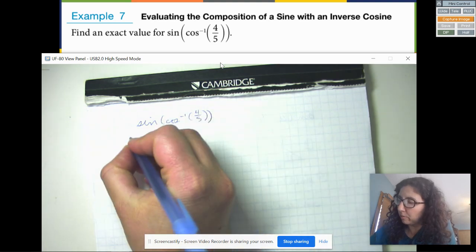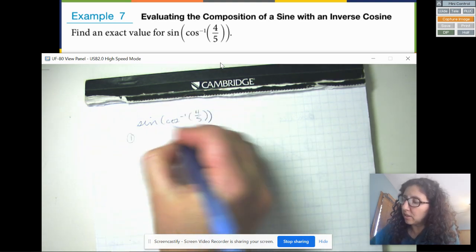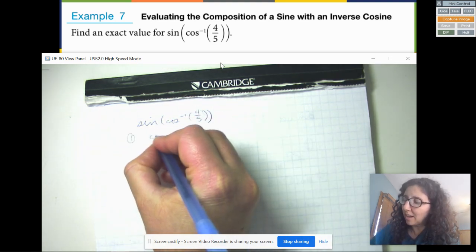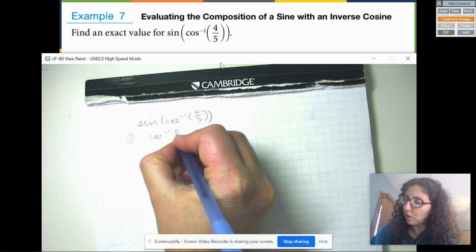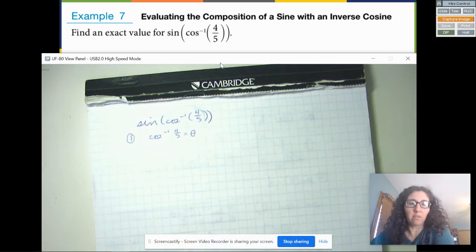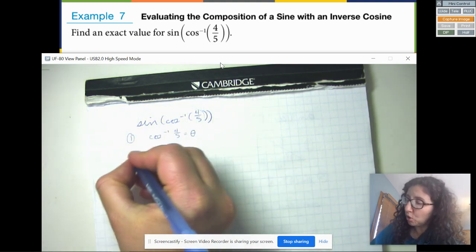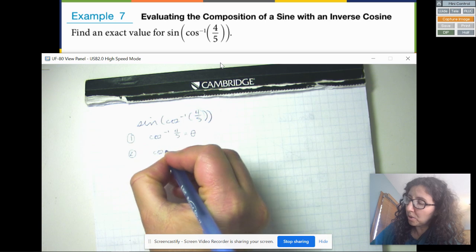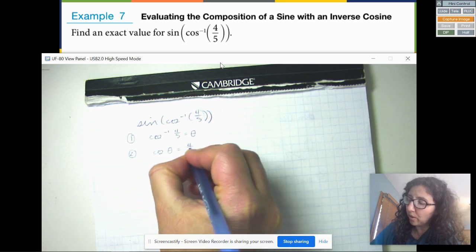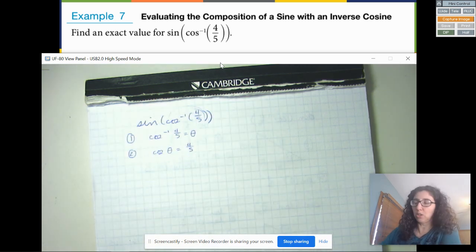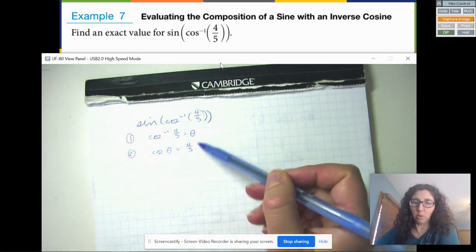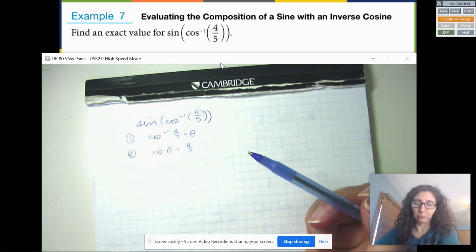Here's the first thing we do. Just look at the inside function. Inverse cosine of 4/5 equals some theta, right? We don't know what it is, it's some angle. All right, step 2, write it like this. Cosine of theta equals 4/5. Okay, so we're just rewriting this equation in that form.